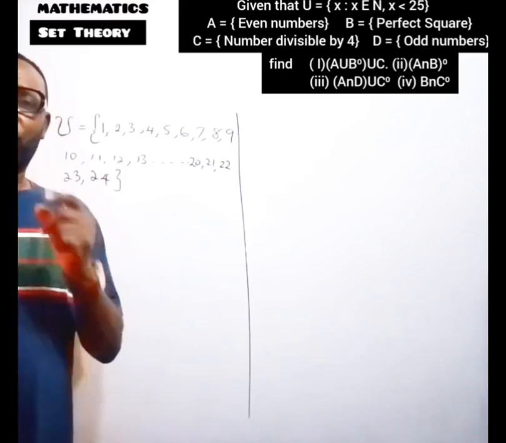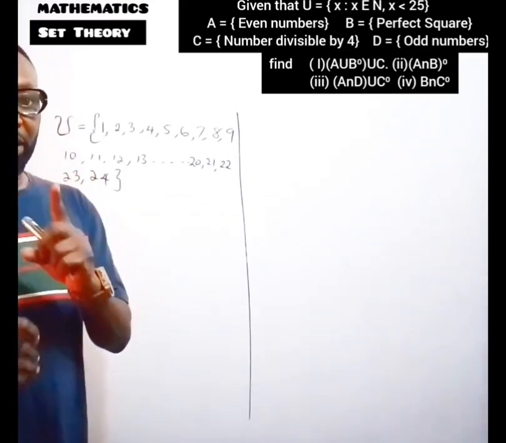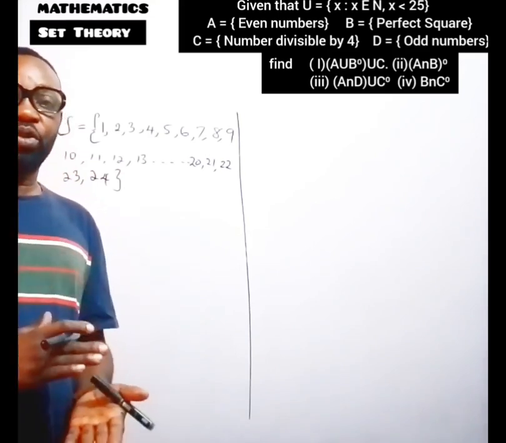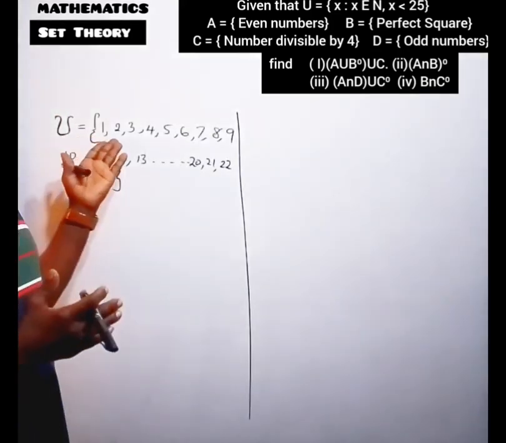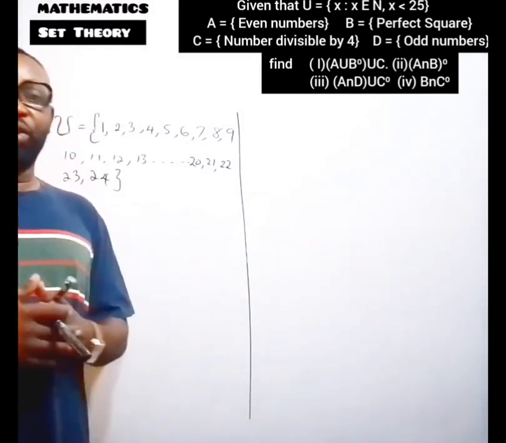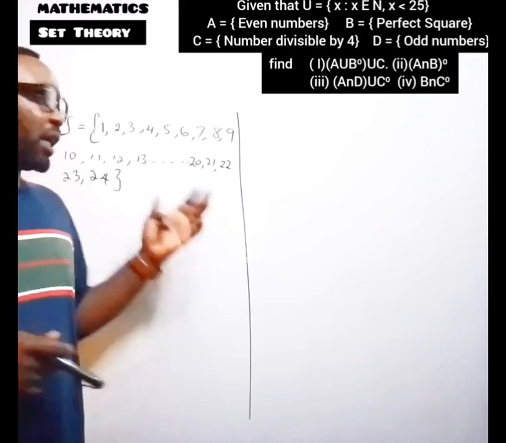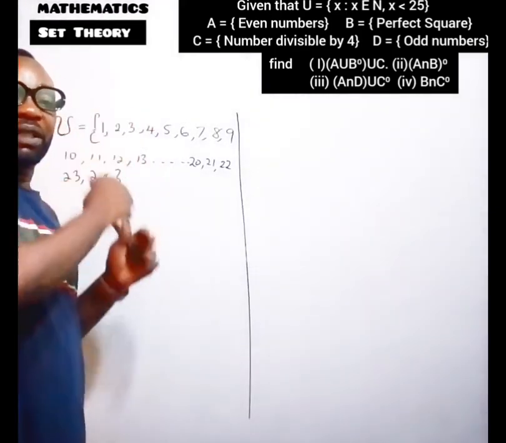Now, you should take note of one thing. Once you have been given the universal set, all other sets given to you are going to place their values under this universal set. That is, they are going to be subsets of the universal set. Every set that they are going to form will be within the values of this universal set.